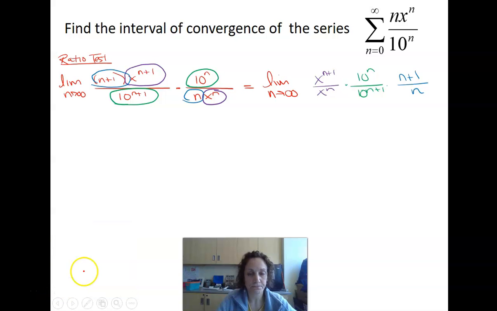Okay, so remember the ratio test is absolute value. Remember how I consistently forget to put absolute values on? I always just throw them on at the end. That's a bad habit that I have.